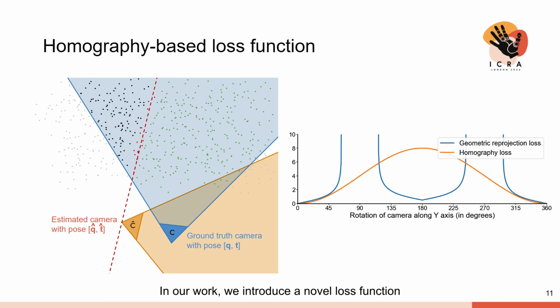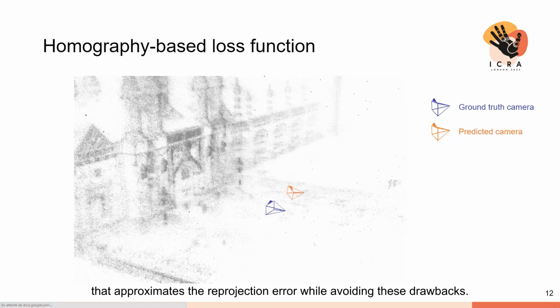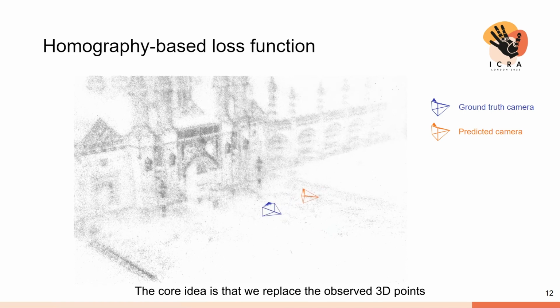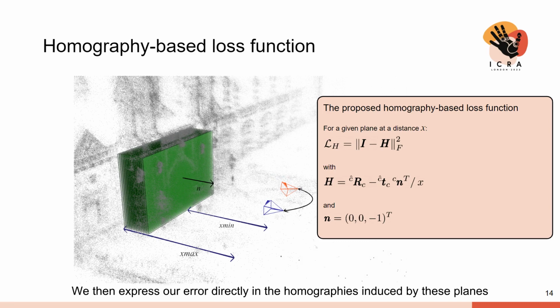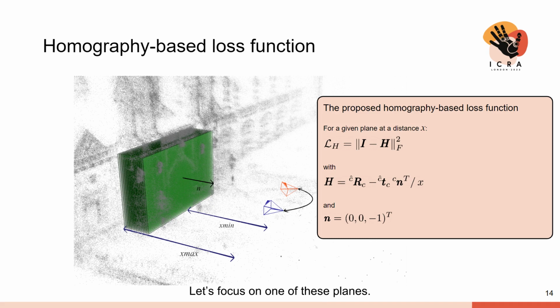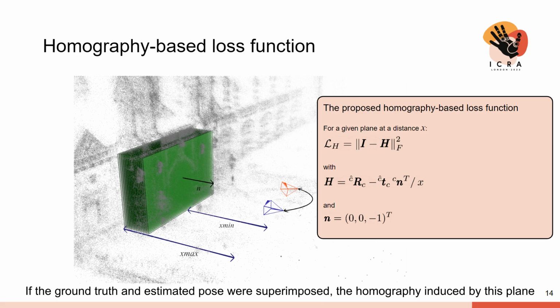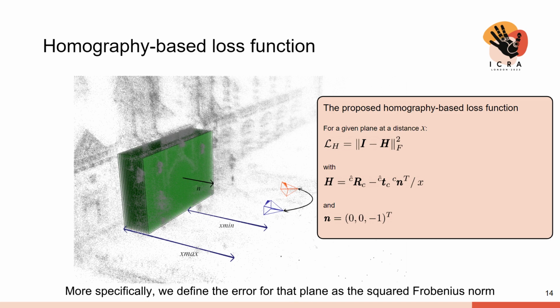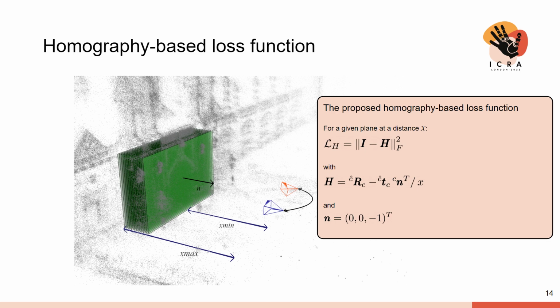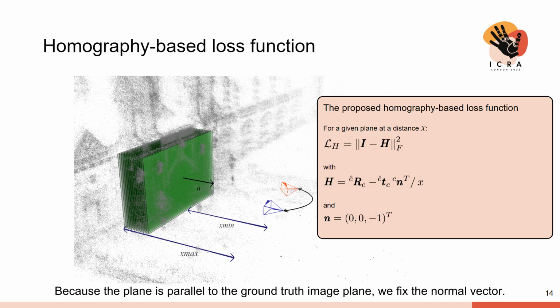In our work, we introduce a novel loss function that approximates the reprojection error while avoiding these drawbacks. The core idea is that we replace the observed 3D points by virtual planes parallel to the ground truth camera image plane. We then express our error directly in the homographies induced by these planes between the ground truth and the estimated pose. Let's focus on one of these planes. If the ground truth and estimated pose were superimposed, the homography induced by this plane between the two poses should be the identity matrix. Thus, for a given plane, we may quantify the error as the difference between this homography and the identity matrix. More specifically, we define the error for that plane as the squared Frobenius norm of the resulting difference matrix. Because the plane is parallel to the ground truth image plane, we fix the normal vector.